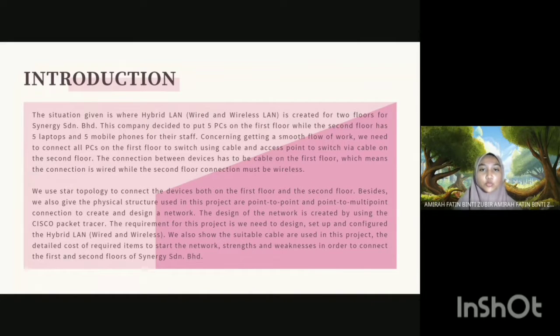The connection between devices has to be cable on the first floor, which means the connection is wired, while the second floor connection must be wireless. We use star topology to connect the devices on both the first floor and the second floor. Besides, the physical structures used in this project are point-to-point and point-to-multipoint connections to create and design a network. The design of the network is created by using Cisco Packet Tracer.